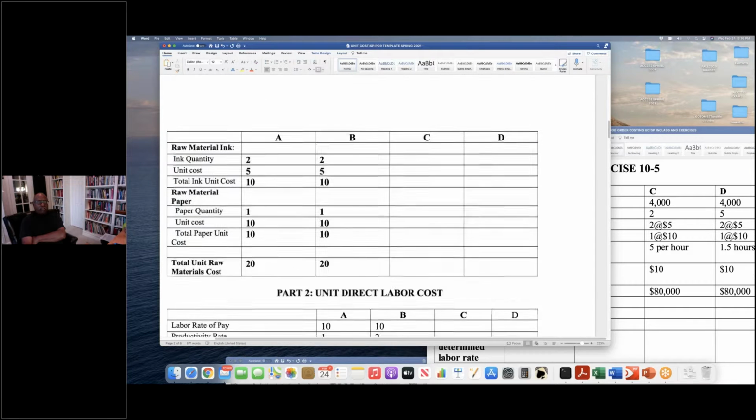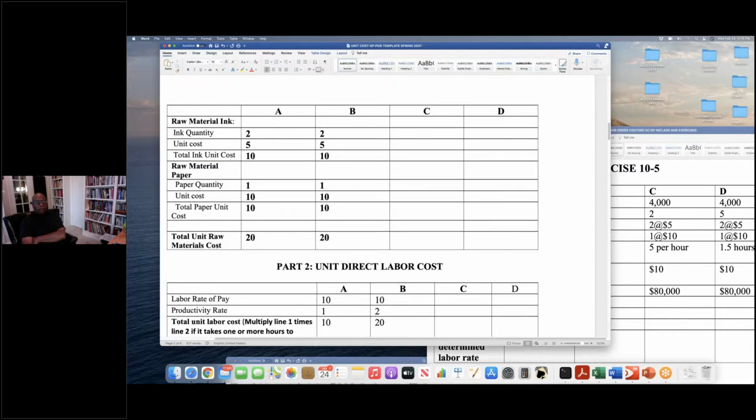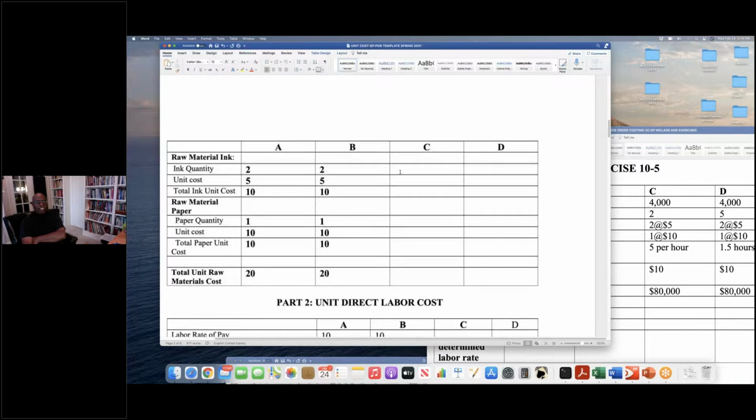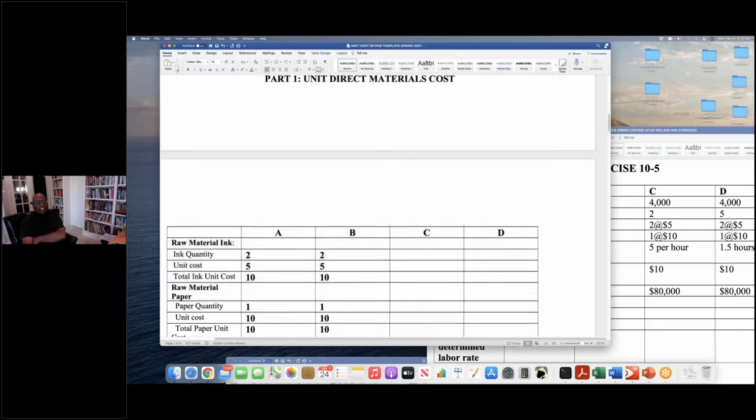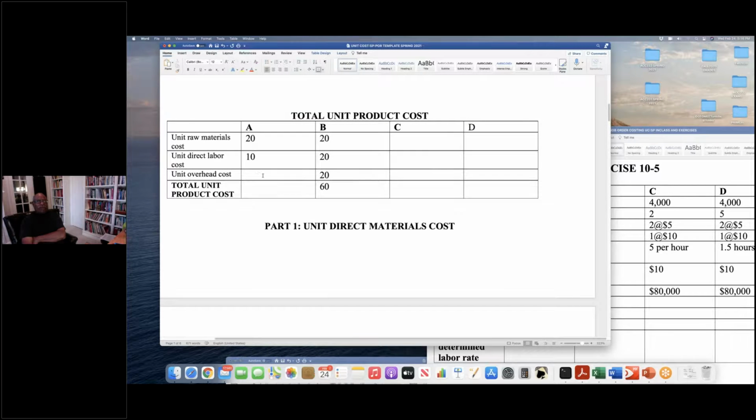So we're going to do it to 20. We take that up to the chart, and then you add that up. How much is that? 50. So we calculate the raw materials, then we calculate the labor, then we get that unit overhead cost from our biggest chart, add them all up, and we now have the total unit product cost.